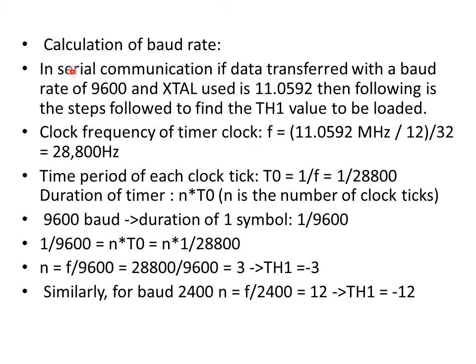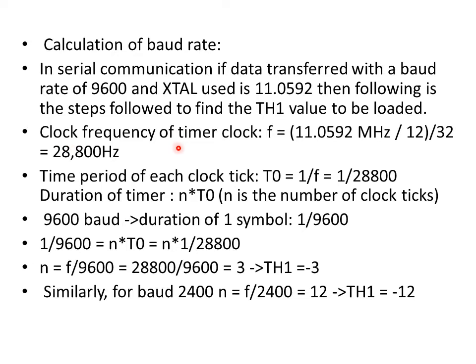The next is calculation of baud rate. How the baud rate is calculated. As you know, in serial communication, if data is transferred with a baud rate of 9600 and crystal used is 11.0592, then the following steps are to be followed to find the TH value to be loaded. Baud rate is nothing but the rate at which bits are transferred. So first we will see for 9600.